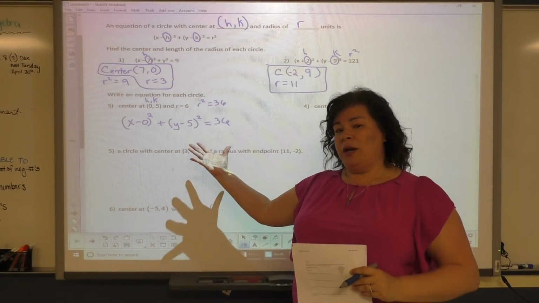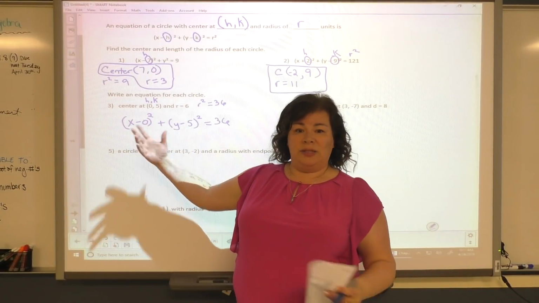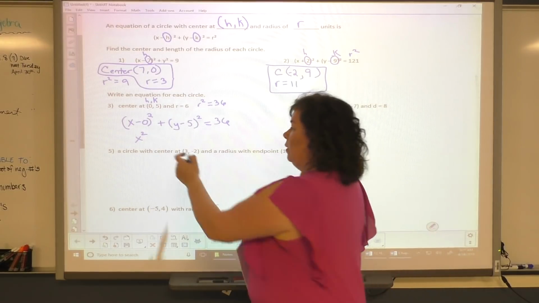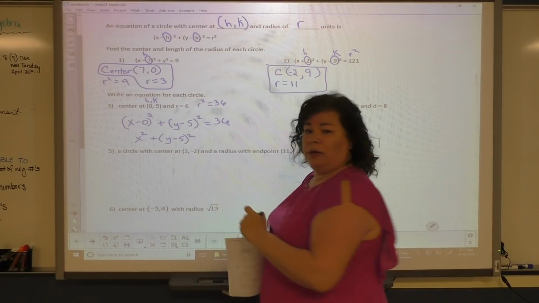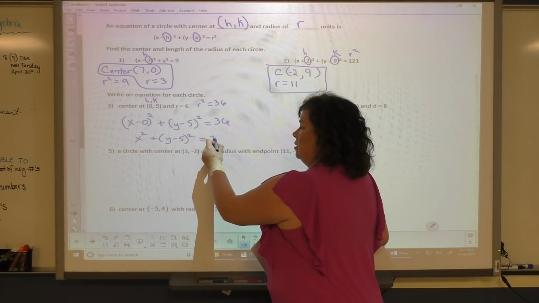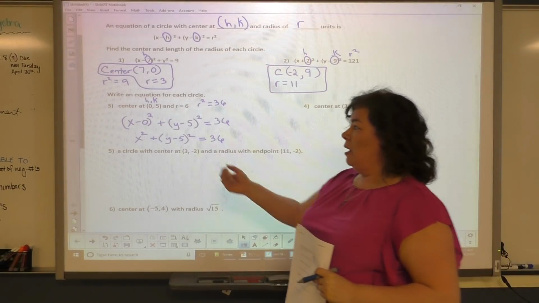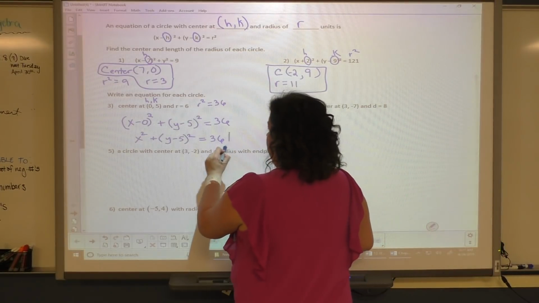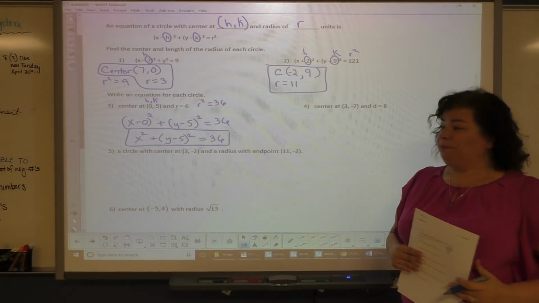Now, it looks like we're done, but we have to simplify. x minus 0 is just x, and then we have to square that. So we get x squared plus the quantity y minus 5 squared equals 36. All right, so we have to simplify it anytime we have a 0 there. So this is our answer. This is an equation of the circle with center 0, 5.